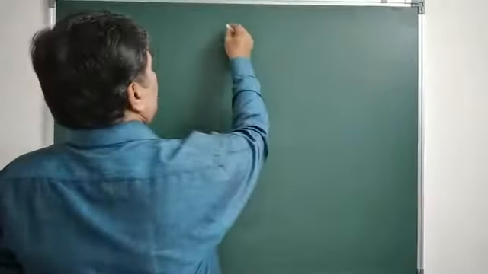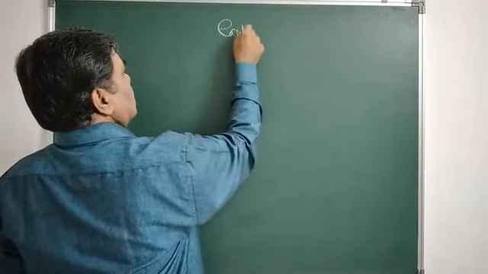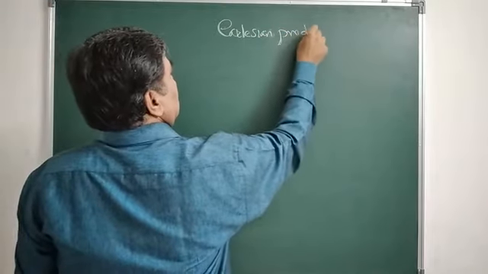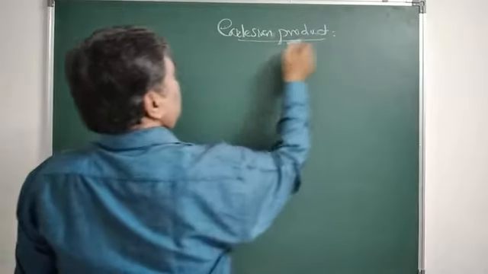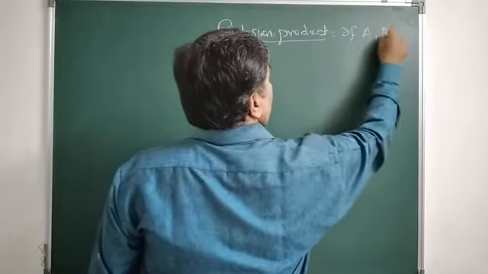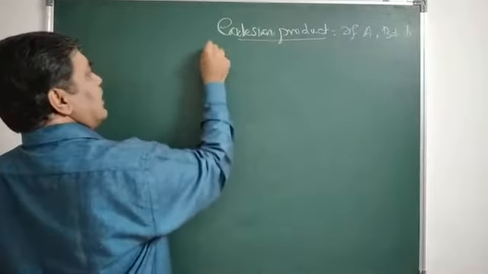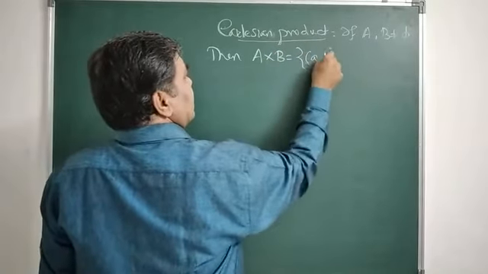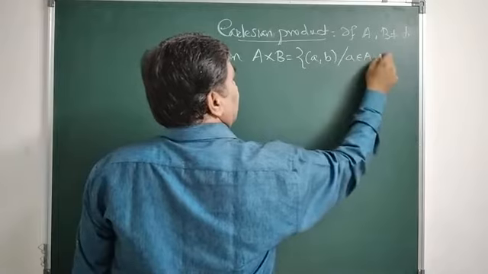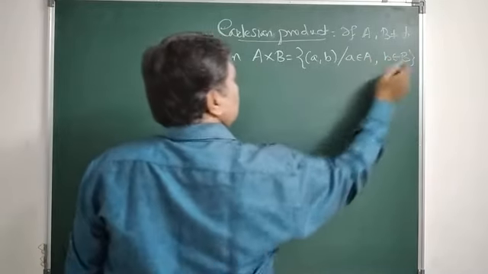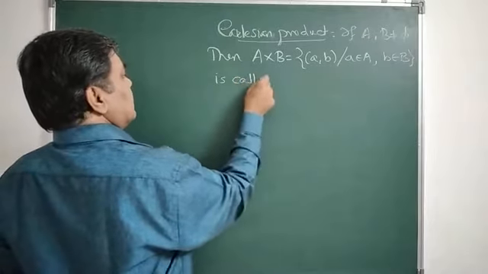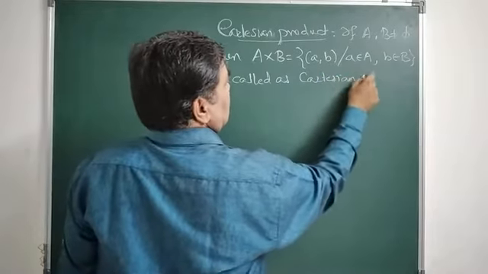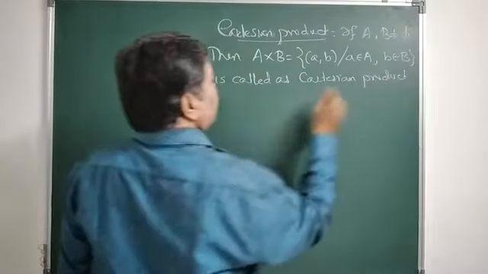So we'll define the Cartesian product now. If A and B are non-empty sets, then A cross B is the set of ordered pairs (a, b) where a varies in A and b varies in B. It is called the Cartesian product of A and B.